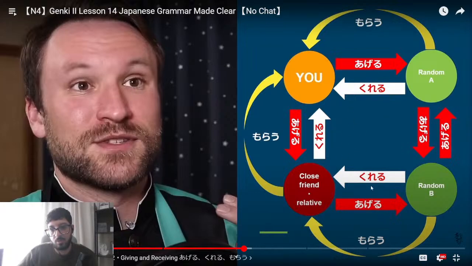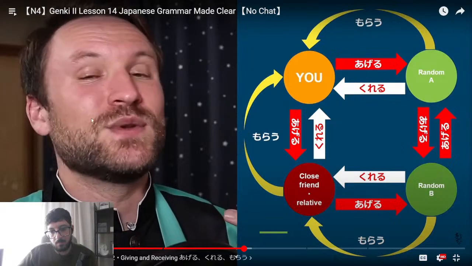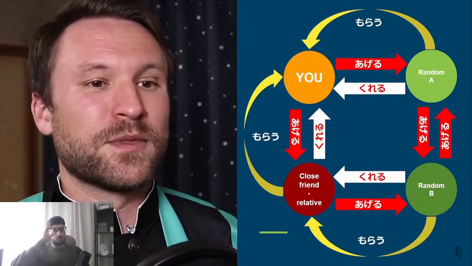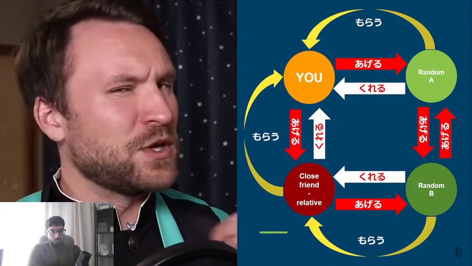And morau also. So morau and kureru are almost similar. That's how you need to describe it in Japanese. In English, we can mess around with that. We can mess around with perspectives. We can sort of manipulate them more. But you can't in Japanese.